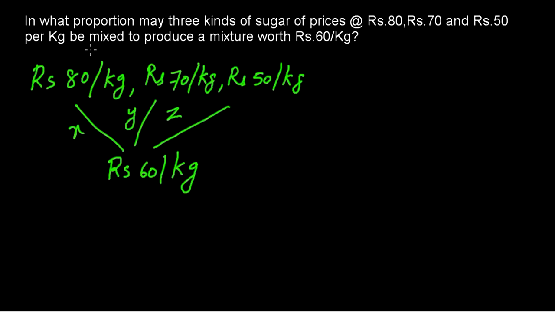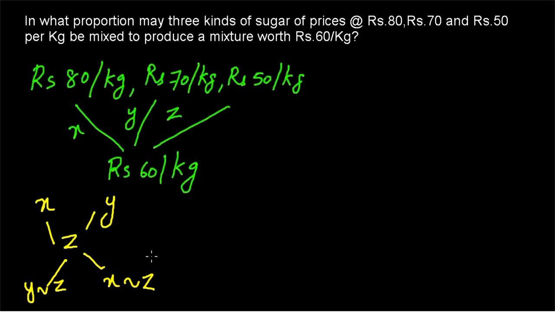It is very simple, but here the problem is that we are mixing three varieties of sugar. Usually in alligation, when X is combined with Y and Z is produced, the ratio of X to Y is the difference between Y and Z to the difference between X and Z. The formula is quite direct.